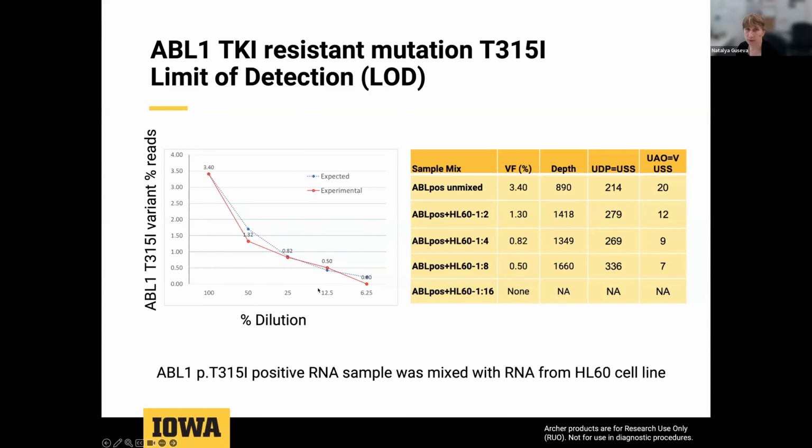And another useful approach with this panel is detection of resistance mutation. ABL1 mutation T315 is the most common resistant mutation, and because of this, we did serial dilution for this mutation, and we started with very low variant percent reads. We had samples with 3.4% reads, and we determined that we can see this mutation down to 0.5% of mutated reads.